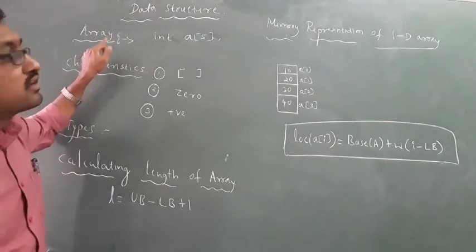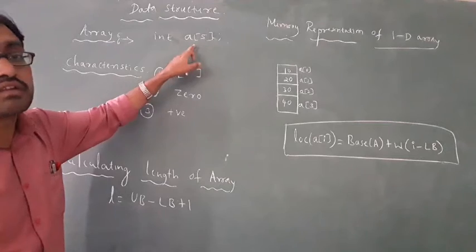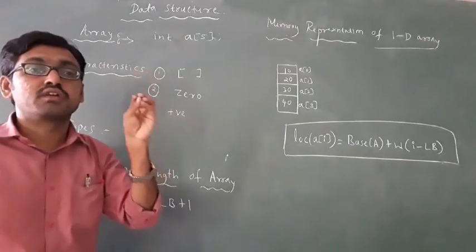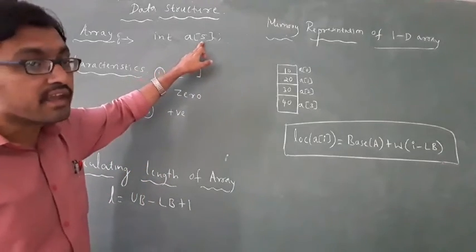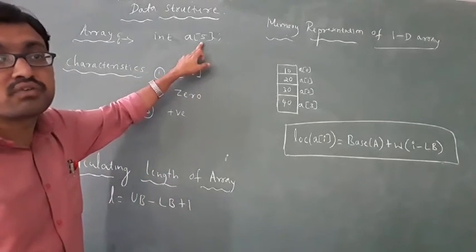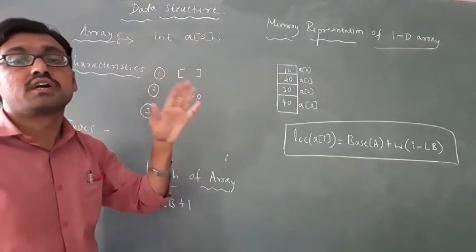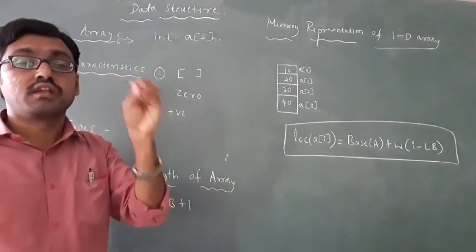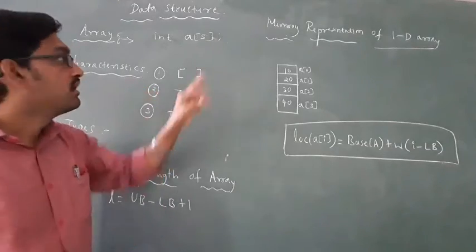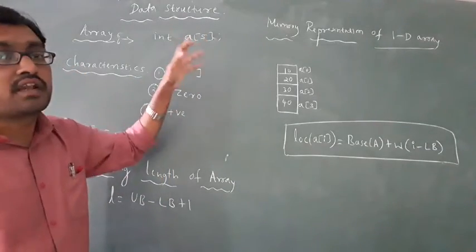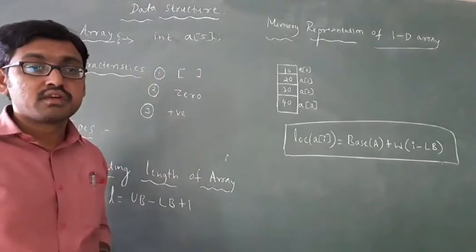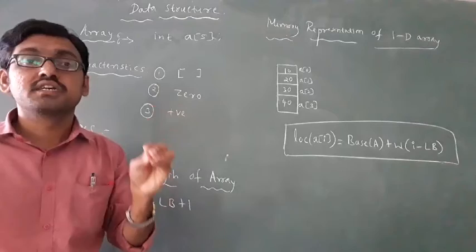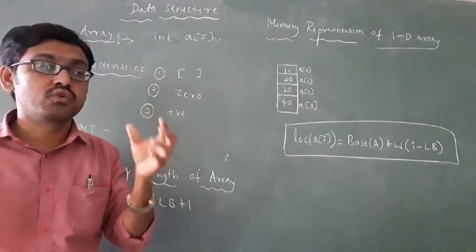How will the data be stored in this? How many data can you store in this? In total 5 values you can store, because the length of the array is 5. How much data can you store? You can store 5 values in this. This is called an array. Last year you discussed this. With a[5], you can store 5 elements.